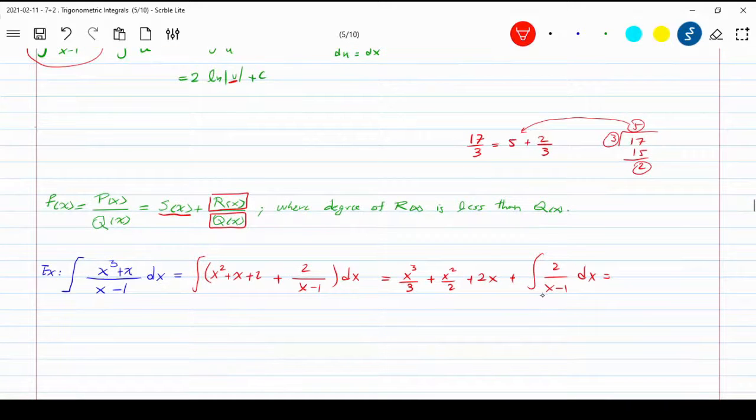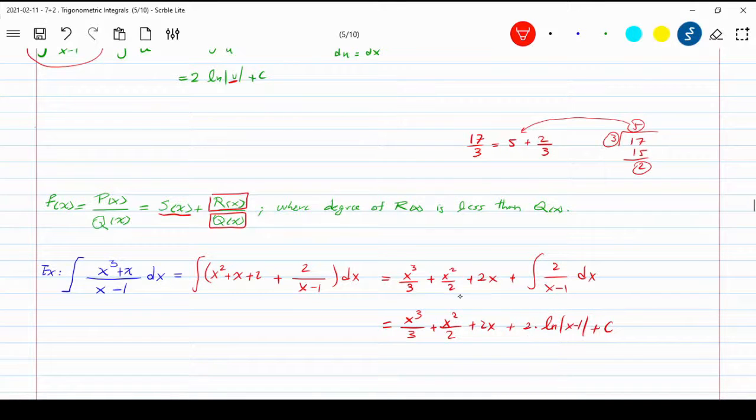You can do substitution again for this integral, and you will end up with the same result that we got earlier. So you have x cubed over 3 plus x squared over 2 plus 2x plus 2 times ln absolute value of x minus 1 plus some constant.